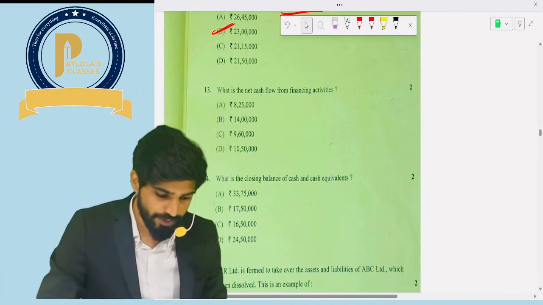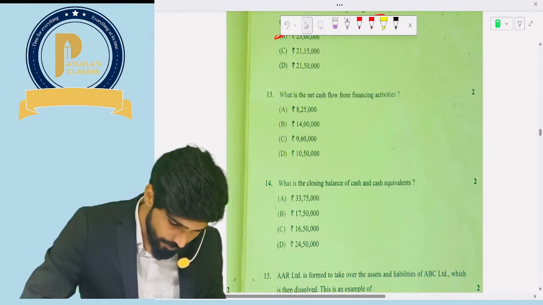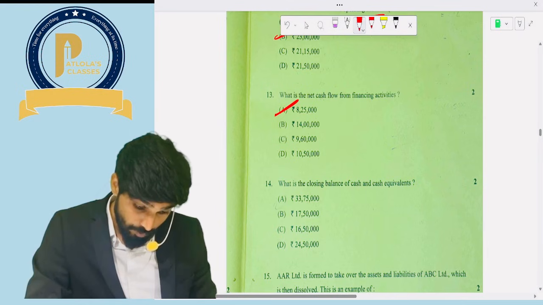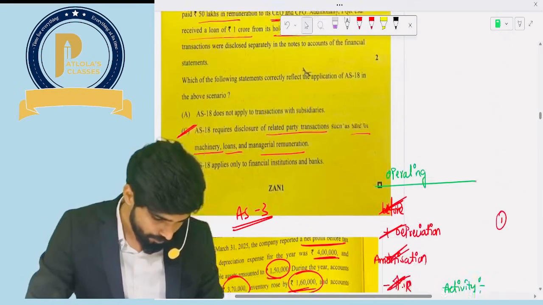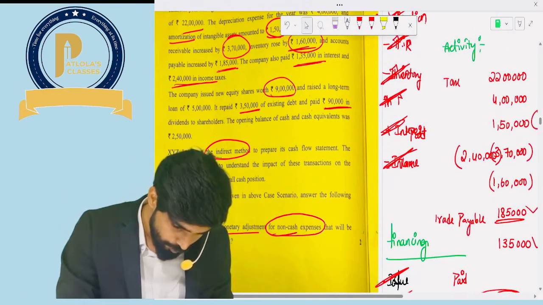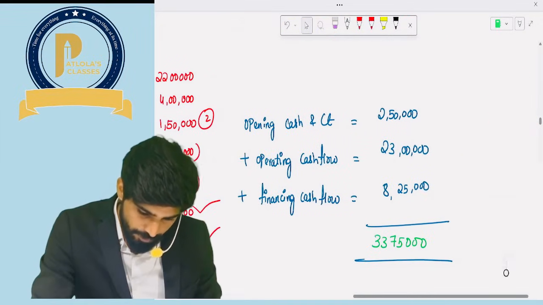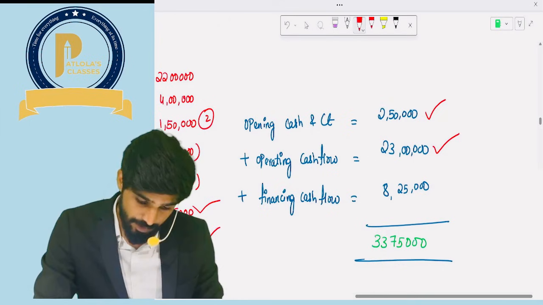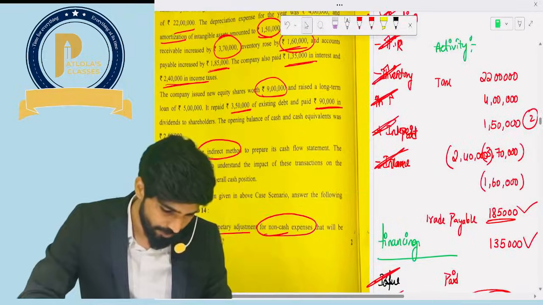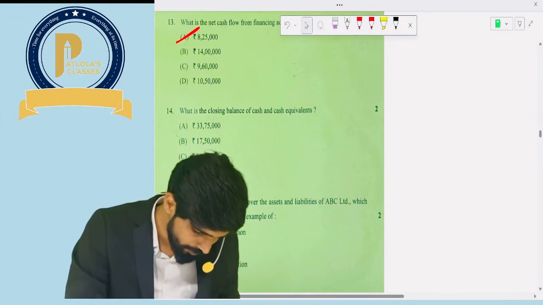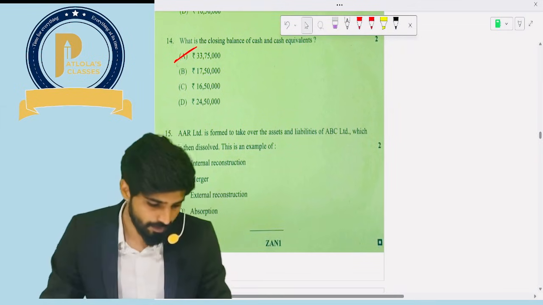Next, coming to the financing activity, here we have clearly done the financing activity, 8,25,000. And coming to the next question, what is the closing balance? Simple. Here they have given the opening balance. How much is the opening balance? The opening balance is 2,50,000. So here I have done the working for you. Opening is 250, operating activity is 23 lakhs, and financing activity is 8,25,000. So the closing balance will be 33,75,000. So the answer will be 33,75,000.